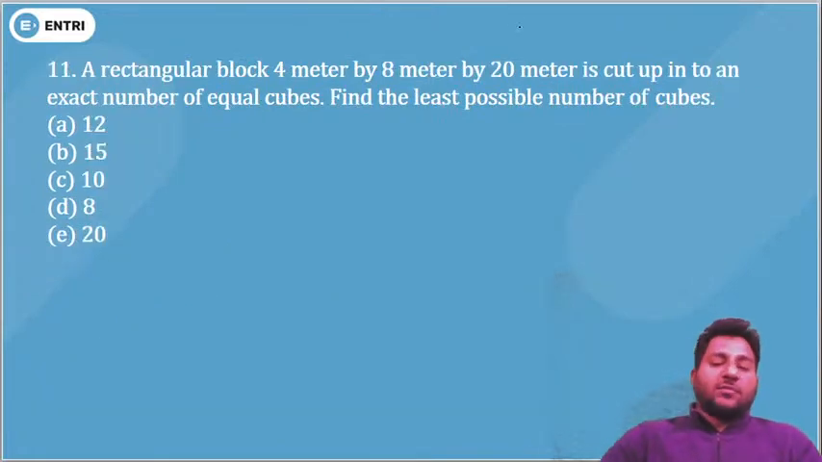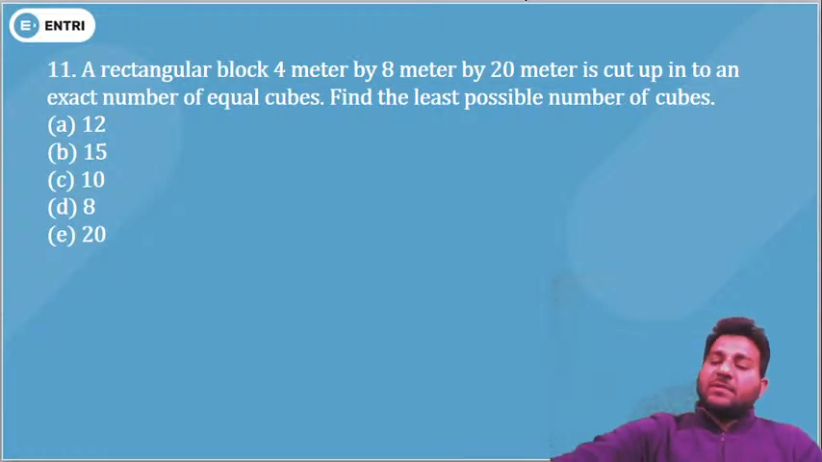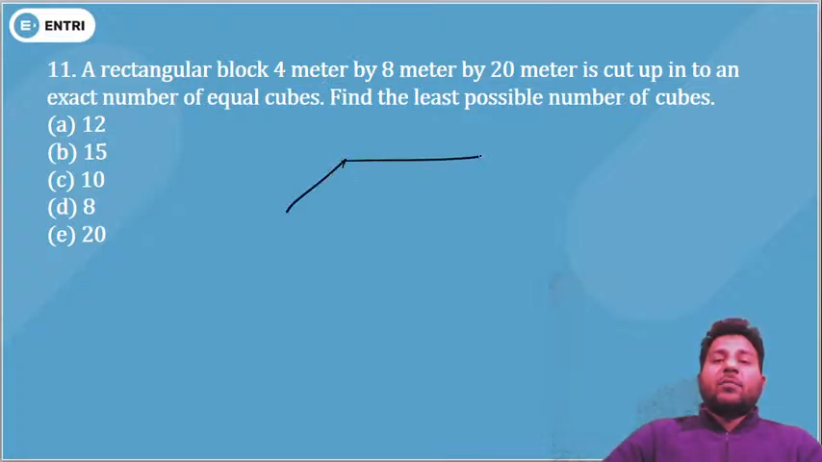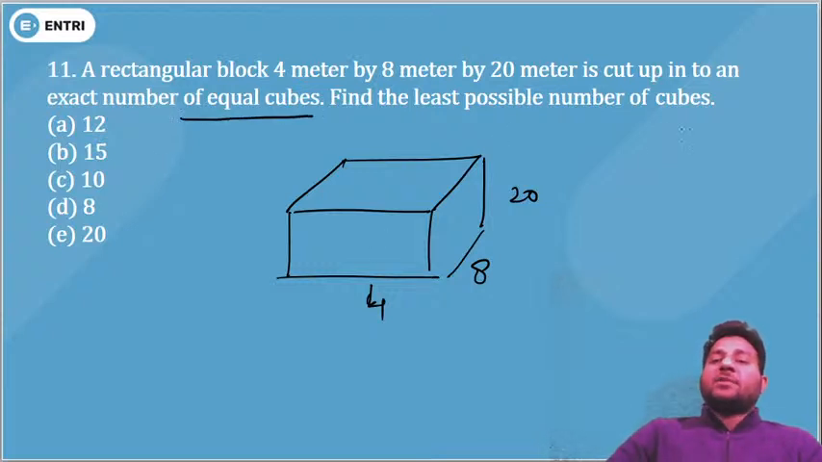Okay, let's move on to the next question. Sometimes there will be a typing error, so you don't need to worry about it. A rectangular block, which is like a cuboid, of 4 meter, 8 meter and 20 meter is cut into an exact number of equal cubes. Find the least possible number of cubes.